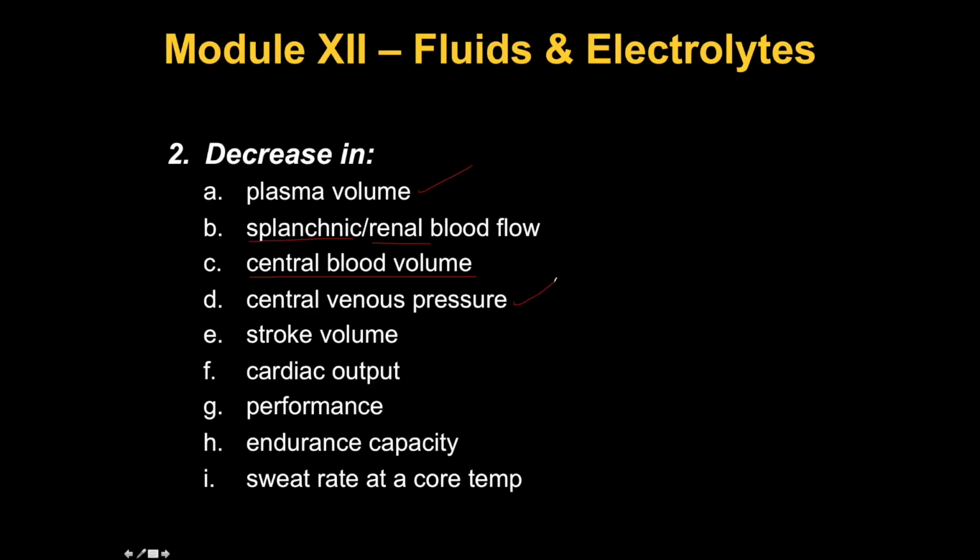Central venous pressure is very, very important in preload and bringing in fluid into the heart. Stroke volume is going to be decreased. If we have lower central venous pressure, lower preload, that means we're going to have a lower stroke volume. Cardiac output can be reduced, and that spells a reduction in performance and endurance capacity. And our sweating rate can also be decreased as well at core body temperature.